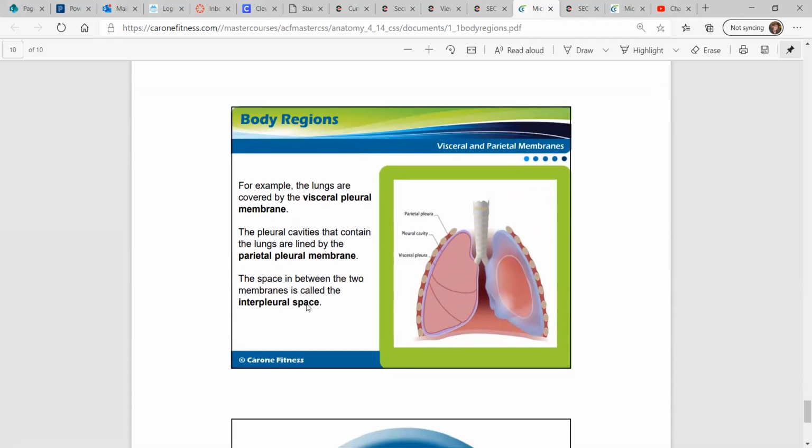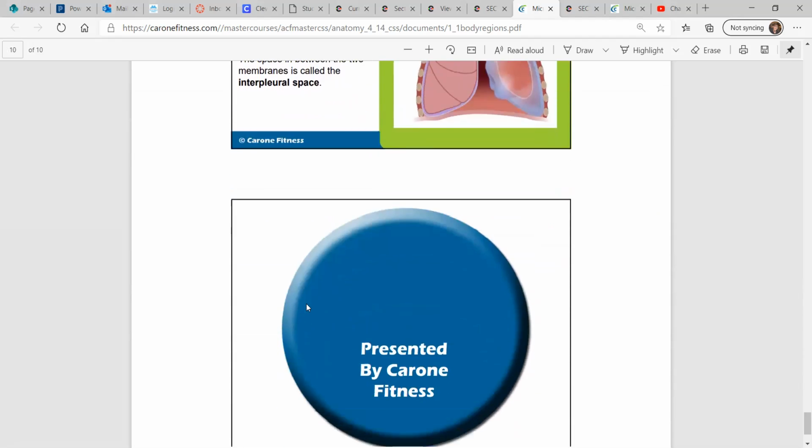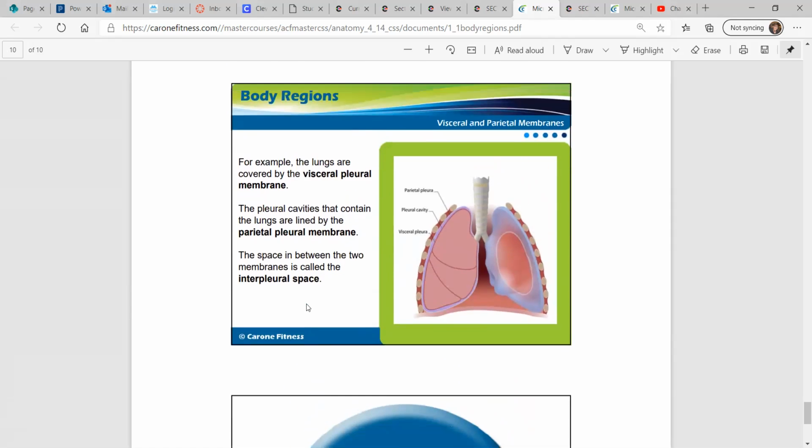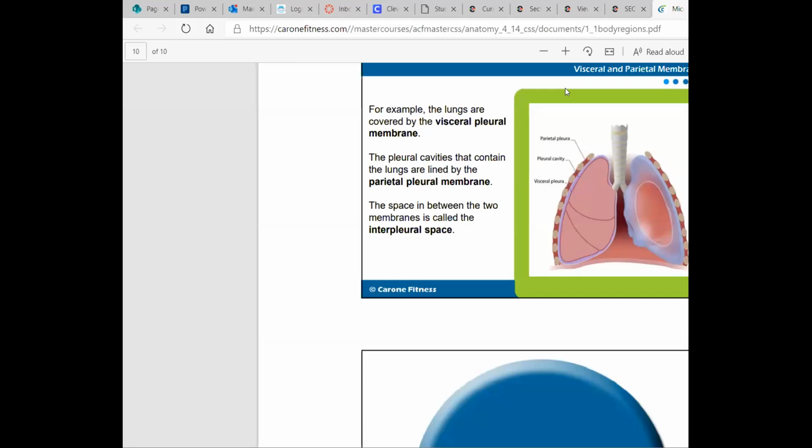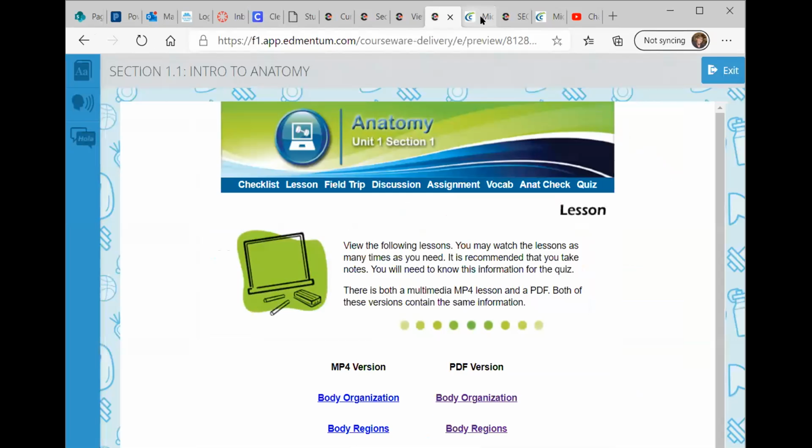For example, the lungs are covered by the visceral pleural membrane. The pleural cavities that contain the lungs are lined by the parietal pleural membrane. And then the space in between the two membranes is called the interpleural space. So, yeah, there's a lot of terminology going on. So I hope that part was helpful. And I'll break out of that section.